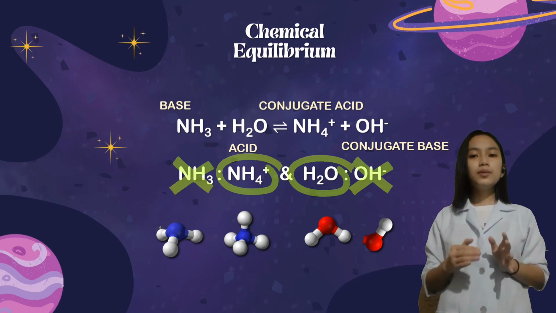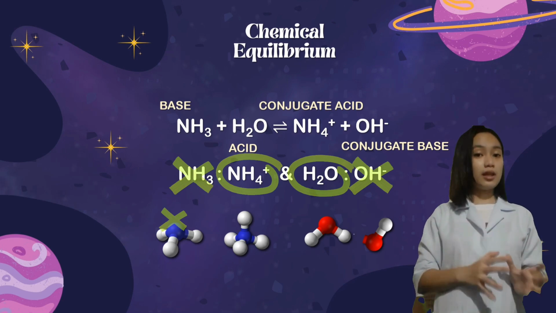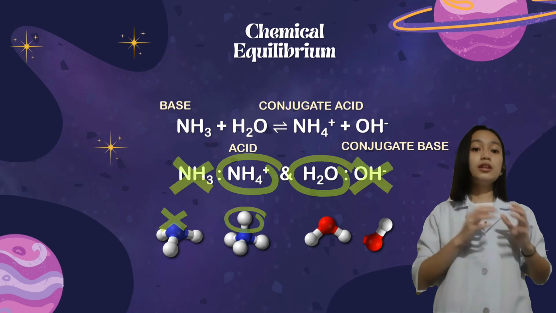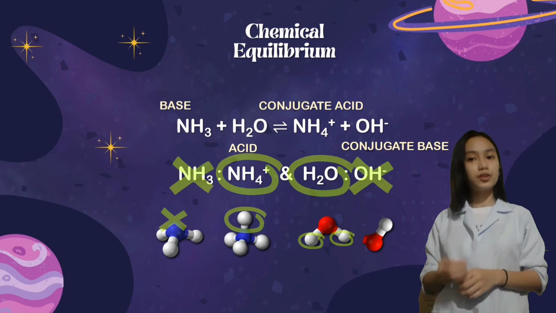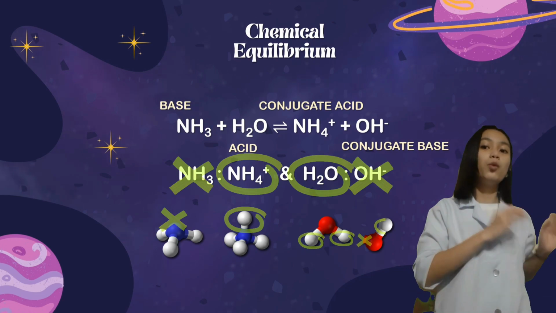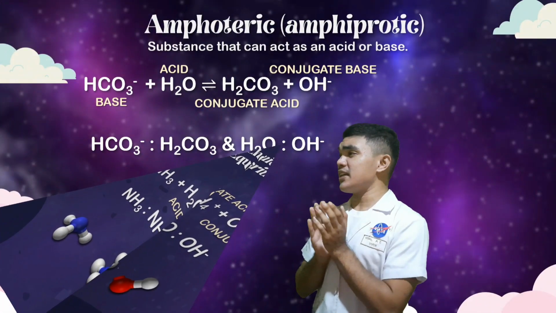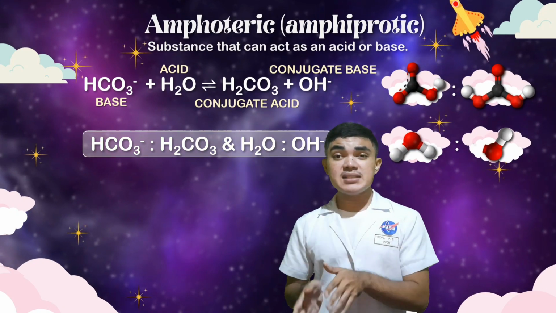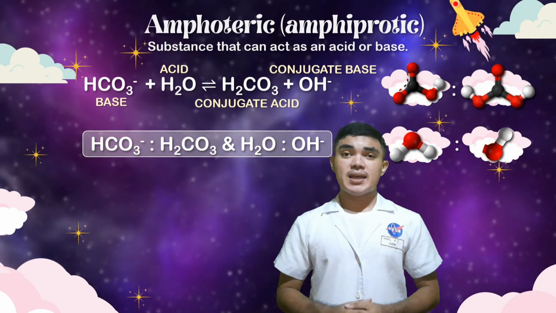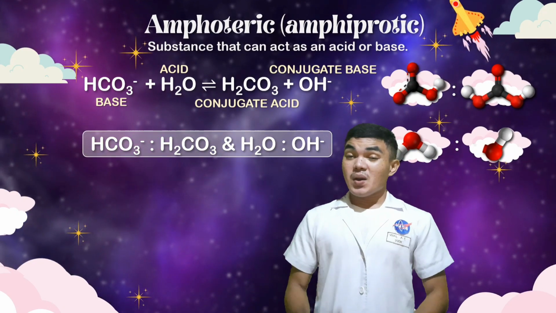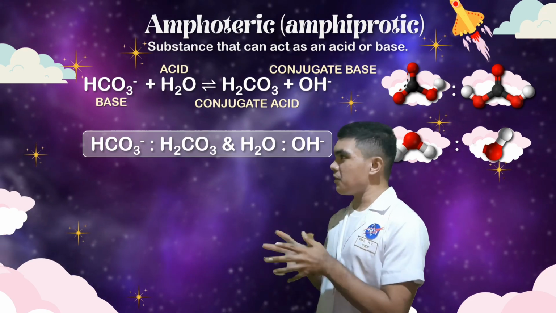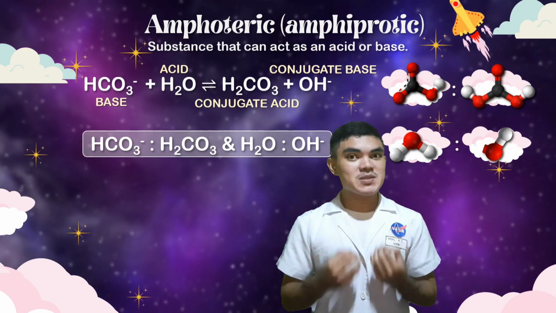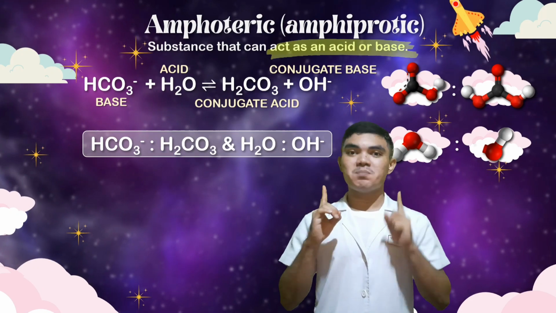Hence, it is observable that only one proton differs here and one proton differs here too, as this has two hydrogen atoms while this only had one hydrogen atom. Very well said, Linya. However, acids or bases don't only act as one role. Can you guess what it is? Well, these are the amphoteric or amphiprotic, wherein this is a substance that can act as an acid or base.